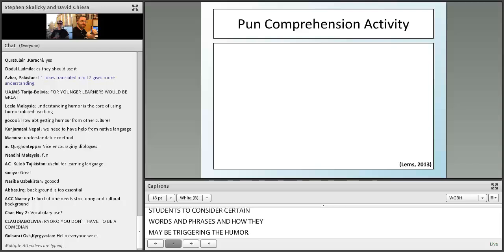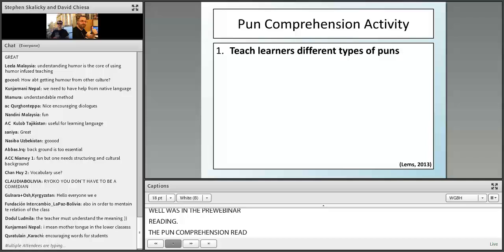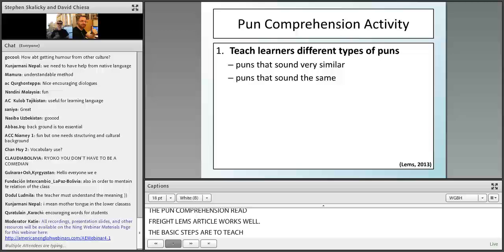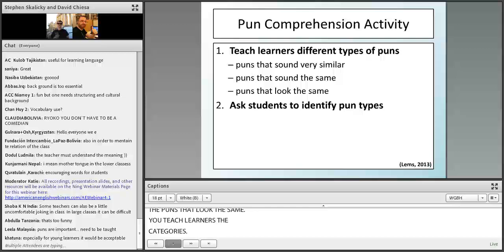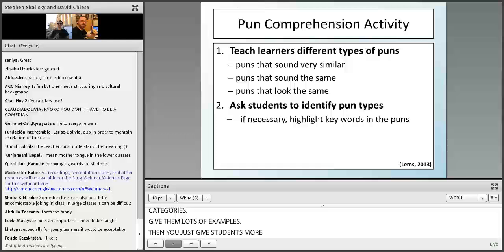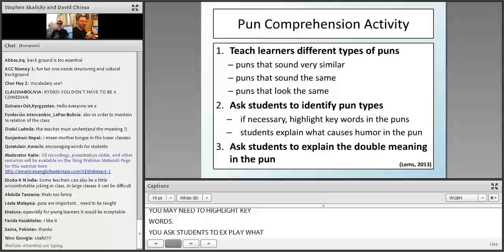The pun comprehension activity from the LEMS article works very well. The basic steps for this activity are to teach learners those three different types of puns that we talked about, right? The puns that sound very similar, the puns that sound the same, and the puns that look the same. So you teach learners these categories, give them lots of examples. Then you just give students more examples and ask them to identify the pun types. You may need to highlight key words, but you ask students to explain what is causing humor in the pun, right? So, in other words, you ask students to explain the double meaning of the pun.